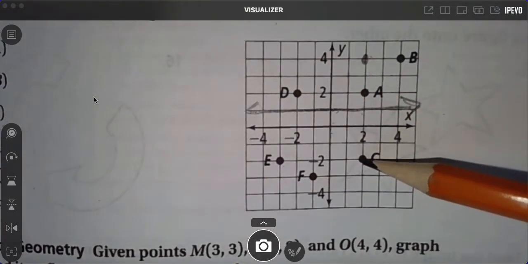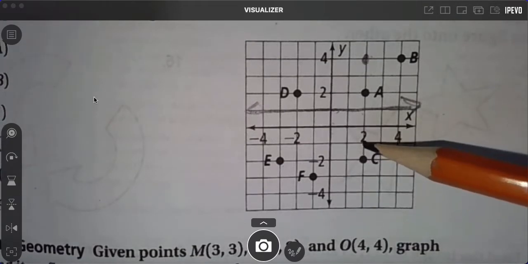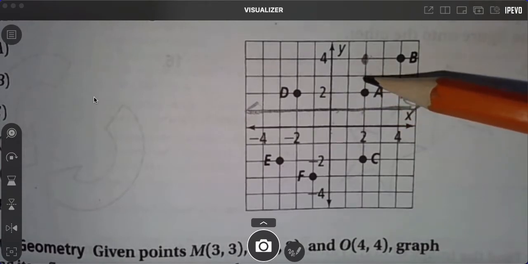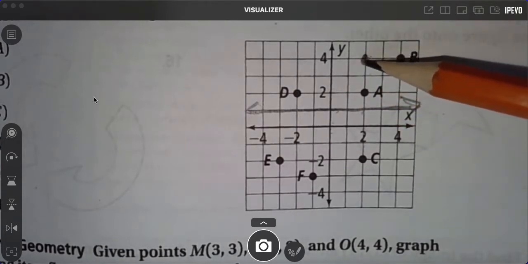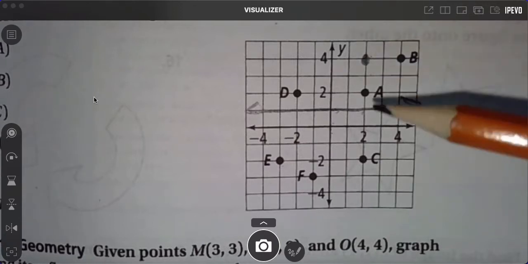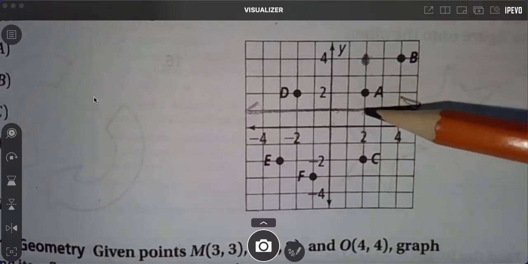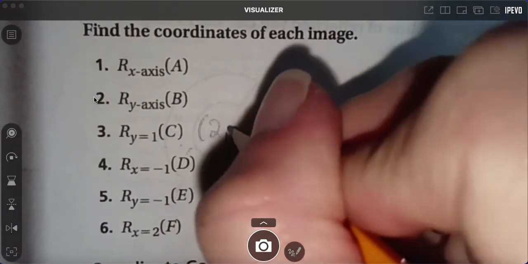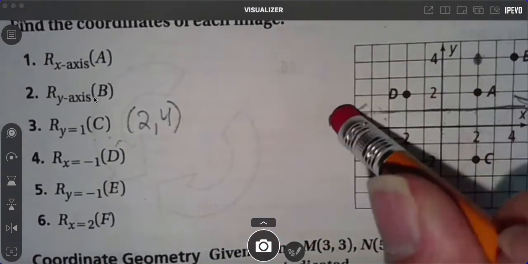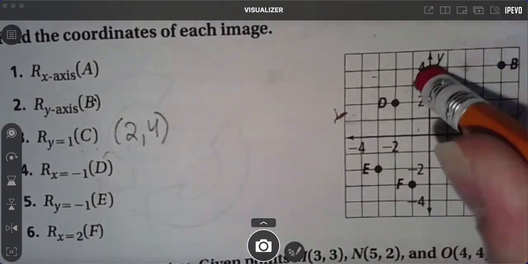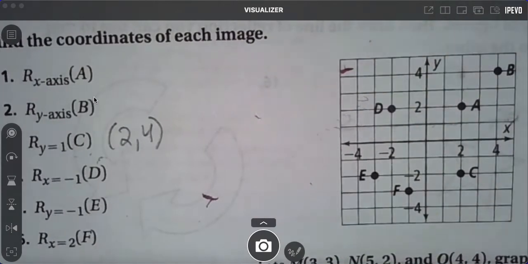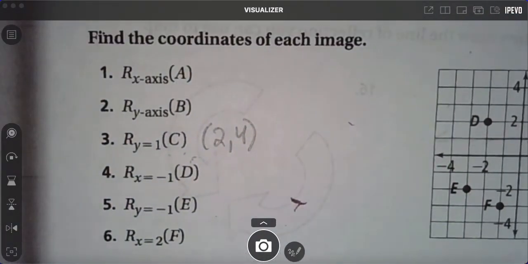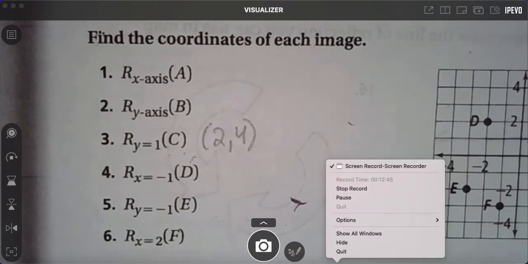How many spaces am I from that line? 1, 2, 3. So I need to go up 1, 2, 3. What is this new ordered pair? That's my answer. So I am over 1, 2 and up 1, 2, 3, 4. 2, 4. So that's what I would put for my answer here. And then I'm going to erase that so it doesn't mess me up anywhere else when I do another one. Does that kind of make sense, y'all? Just take a minute, draw your line, flip it, and then see what somebody else gets.